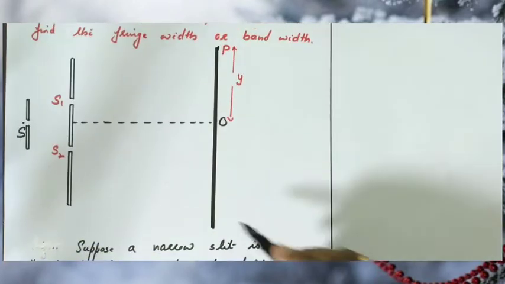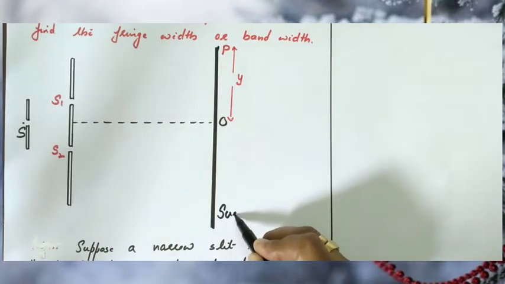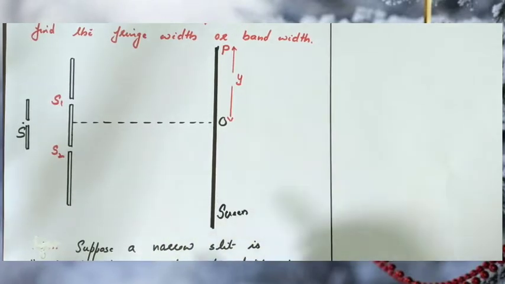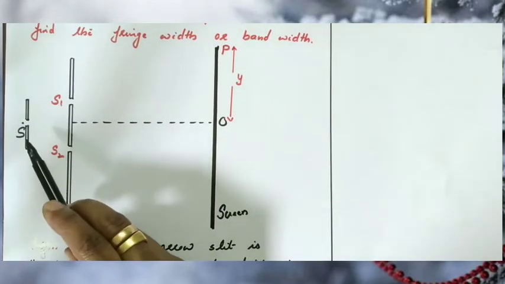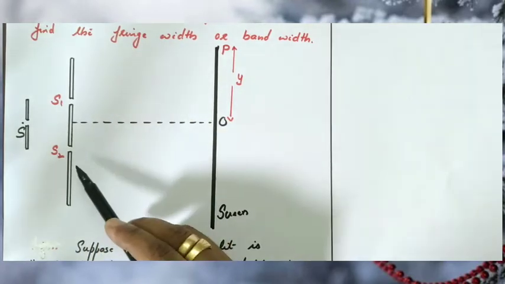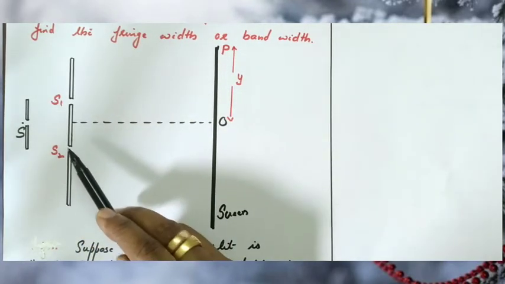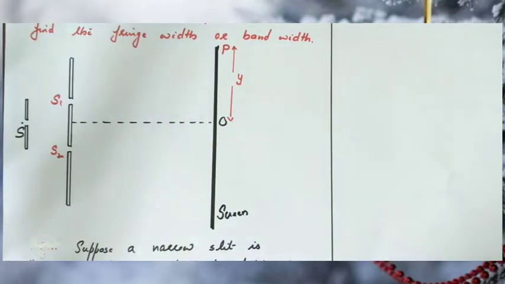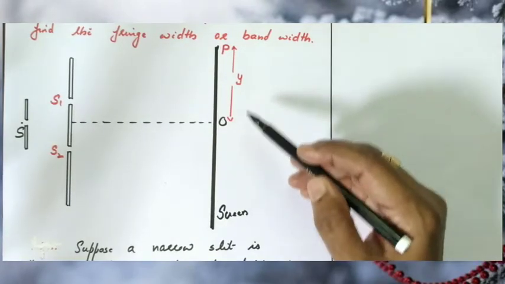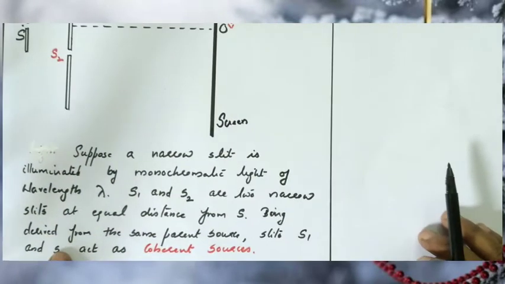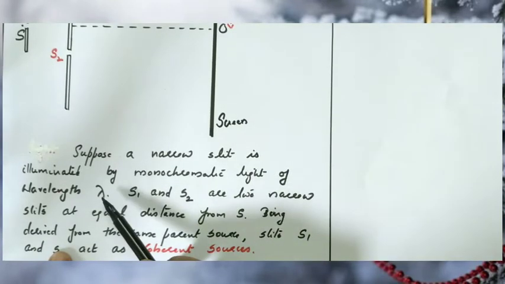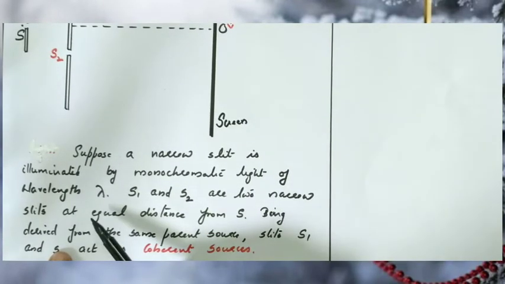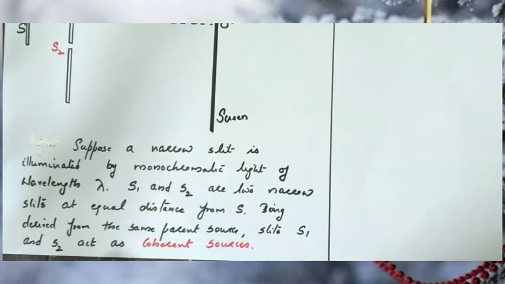Then there is a screen, placed at some distance from the slits. So this is the experimental arrangement. It consists of a monochromatic source S, and S1 and S2 are the two slits placed in front of the source, and these slits act as coherent sources, and there is a screen placed at some distance from the slits. Now, suppose a narrow slit is illuminated by monochromatic light of wavelength lambda. S1 and S2 are the two narrow slits at equal distance from S, being derived from the same parent source. Slits S1 and S2 act as coherent sources.